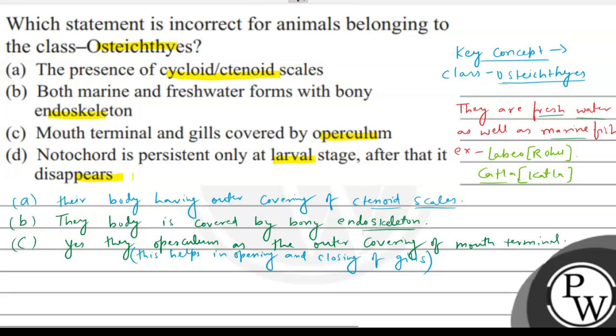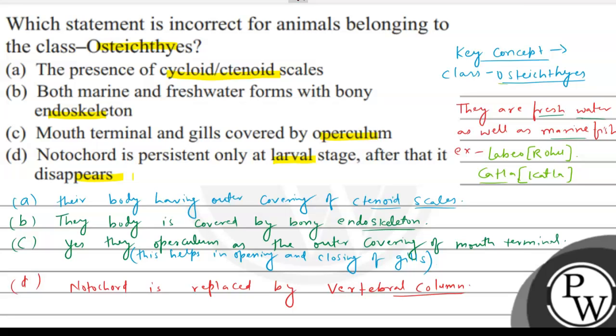Option D says notochord is persistent at larval stage, that after that it disappears. Then this statement is wrong. Actually, notochord is replaced by vertebral column as they grow in their life.